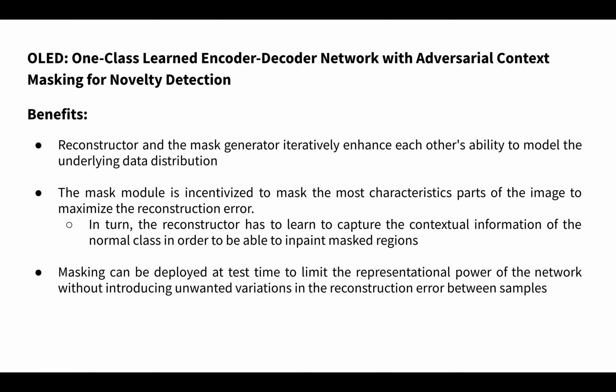The benefit of our framework is that the reconstructor and the mask generator iteratively enhance each other's ability to model the underlying data distribution. The mask module is incentivized to mask the most important parts of the image to maximize the reconstruction error. In turn, the reconstructor has to learn to capture contextual information of the normal class in order to be able to inpaint these masked regions. Additionally, masking can be deployed at test time to limit the representational capacity of the network without introducing unwanted variations in the reconstruction error between samples.